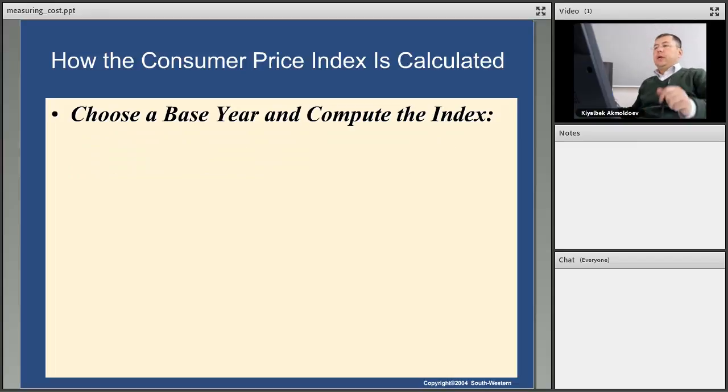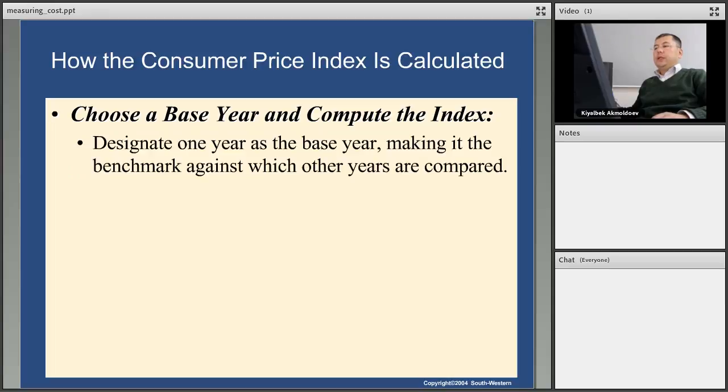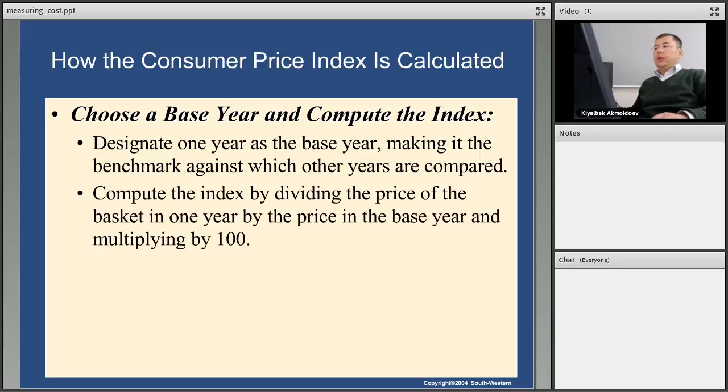After that, we choose a base year and calculate the index. Designating one year as the base year makes it the benchmark against which other years are compared. We calculate the index by dividing the price of the basket in one year by the price in the base year and multiplying it by 100. So CPI, the Consumer Price Index, how do we calculate it?